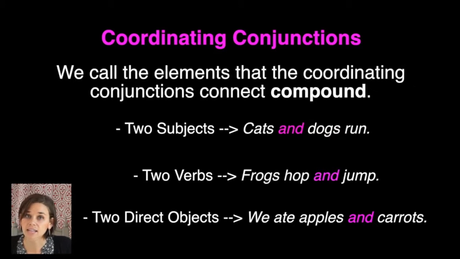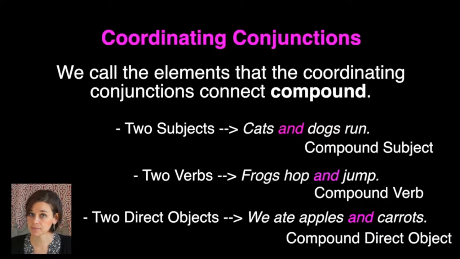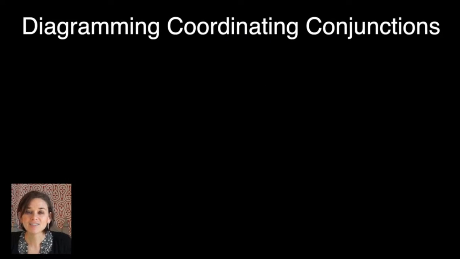We call the elements that the coordinating conjunctions join compound. So if you have two or more subjects, we call that a compound subject. If you have two or more verbs, we call that a compound verb. And if you have two or more direct objects, we call that a compound direct object. Now let's look at how to diagram these.